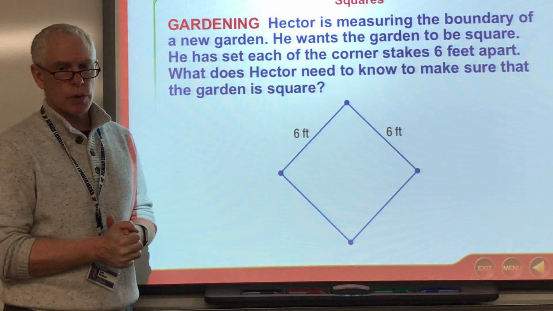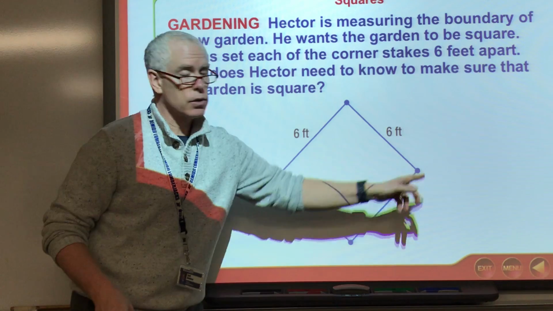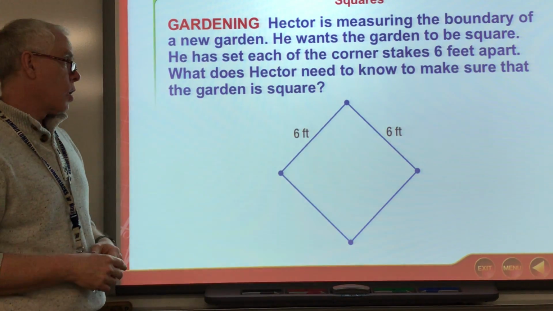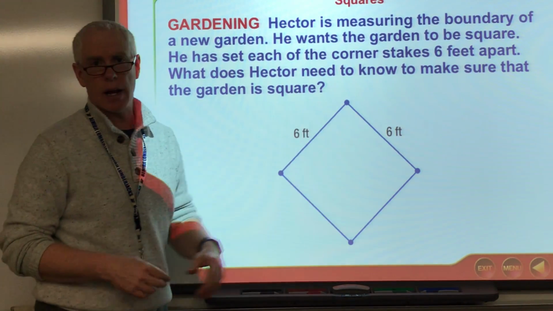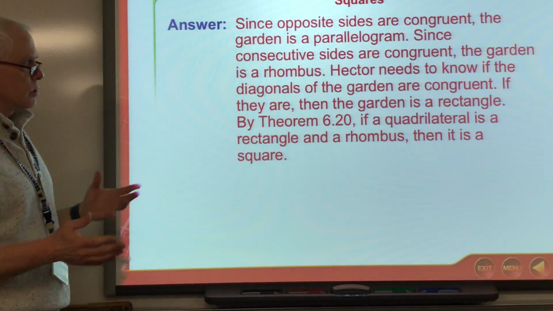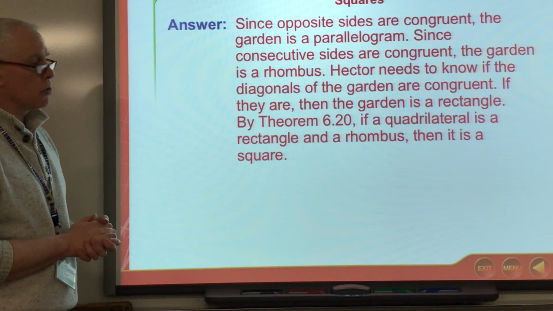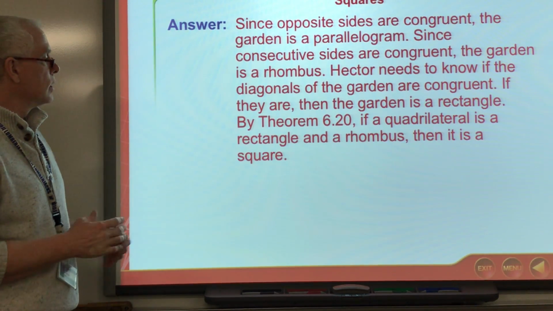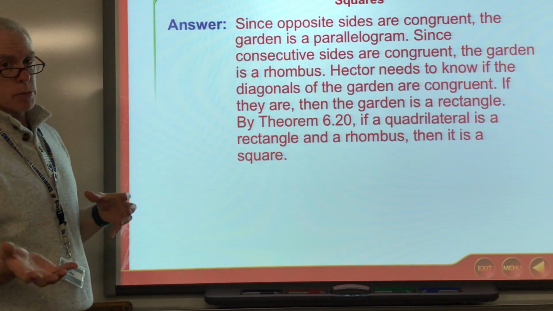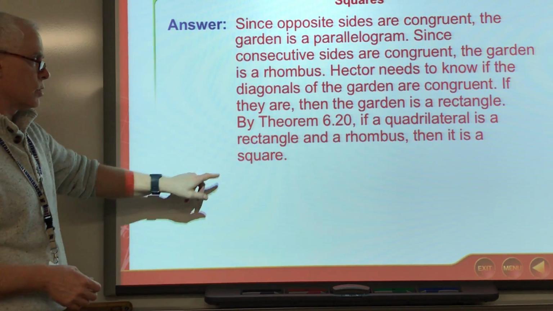And we've got a couple ways of doing that. One is to show the diagonals are congruent. So he could measure the diagonals and make sure they were the same length. Or he could make sure that he has a right angle in there, and he would be good to go either way. The book's description has him measure the diagonals and make sure that they're congruent. So we already knew it was a rhombus because the sides were all congruent. We then had to show that it was a rectangle as well.